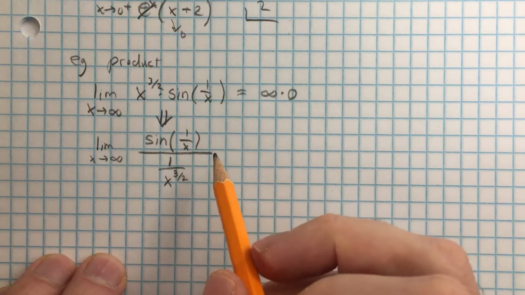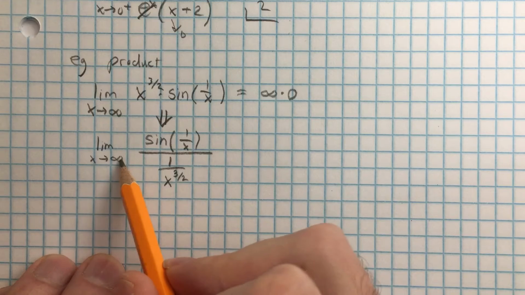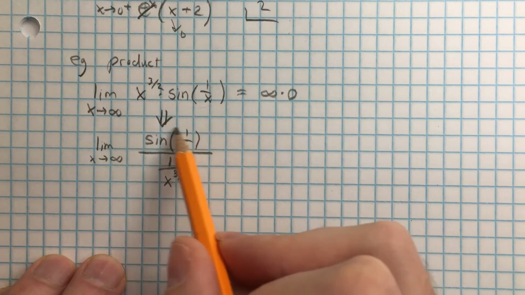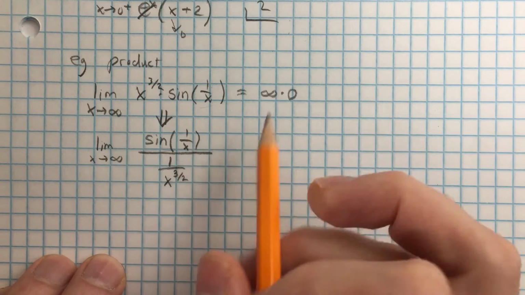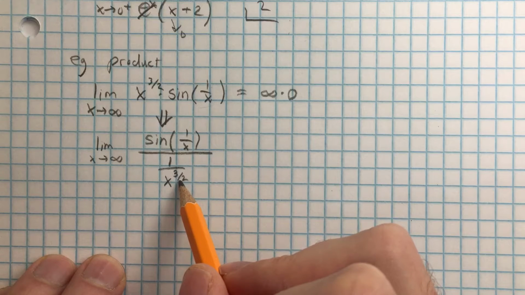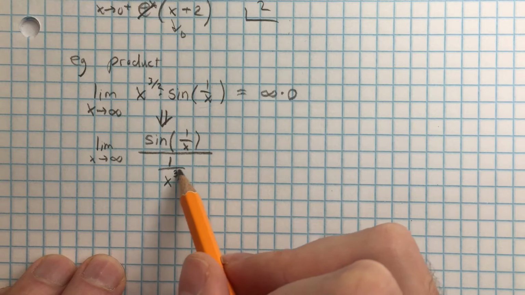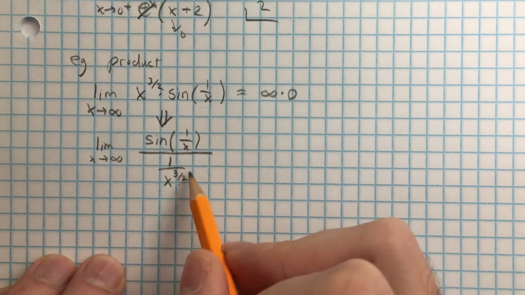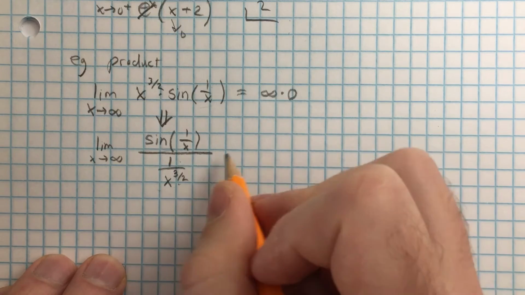So let's make sure it is an indeterminate quotient right now. As x approaches infinity, we said this factor up here was approaching 0. It still is, nothing can change that. But this one now, that I've rewritten as 1 over x to the 3 halves, is also approaching 0, right? As the bottom approaches infinity, the 1 over that is approaching 0. So this is now a 0 over 0 case, and I can apply L'Hopital's rule.